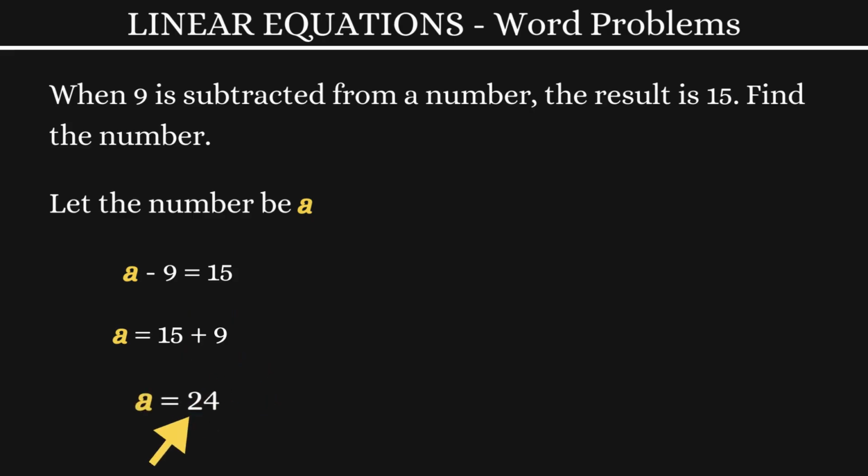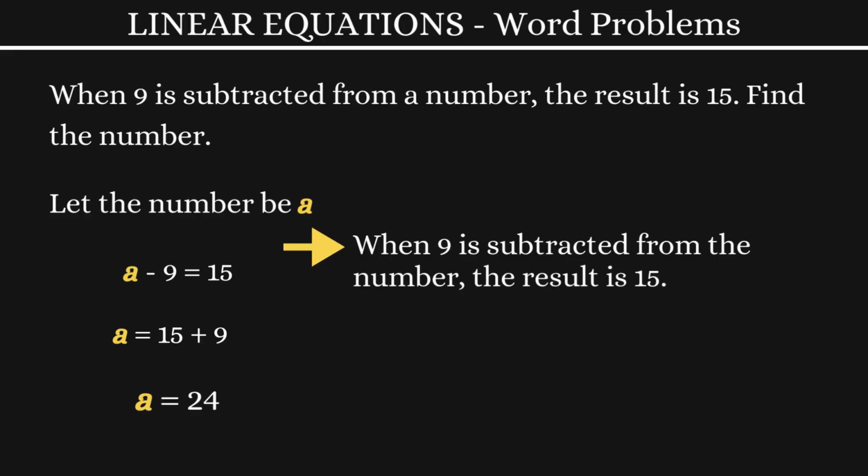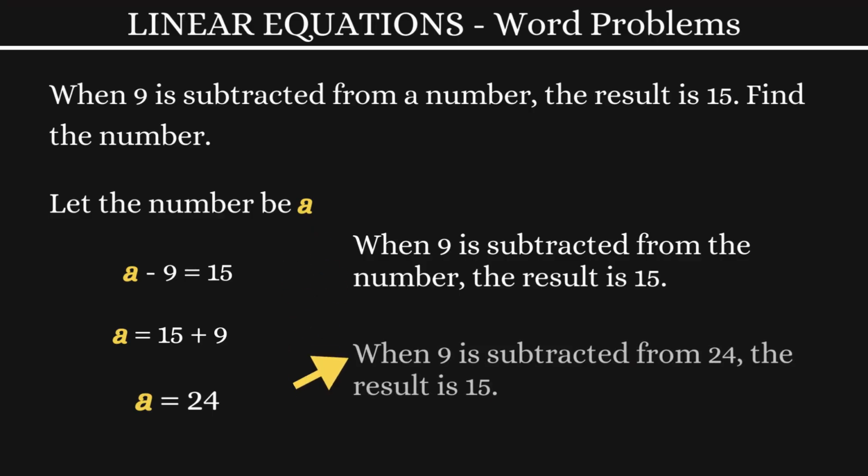Now let's check the answer. This is the statement of the question. When 9 is subtracted from the number, which is 24, the result is 15, which is correct. So our answer a is equal to 24 is correct.